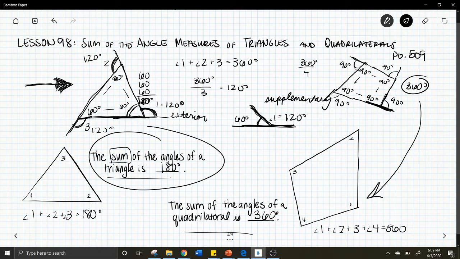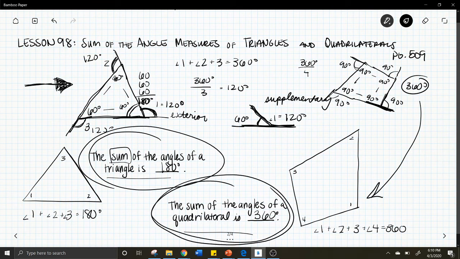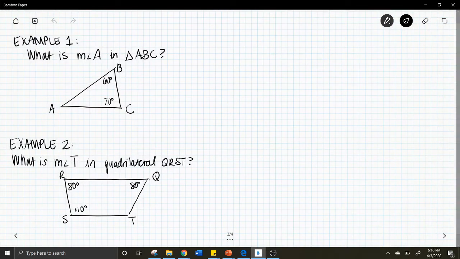Yikes. So that explanation was a little tricky, but the fact remains that these are really what you need to know, the sum of the angles. Okay, so let's look at an example. Let's get rid of that mess. Let's look at a couple examples.